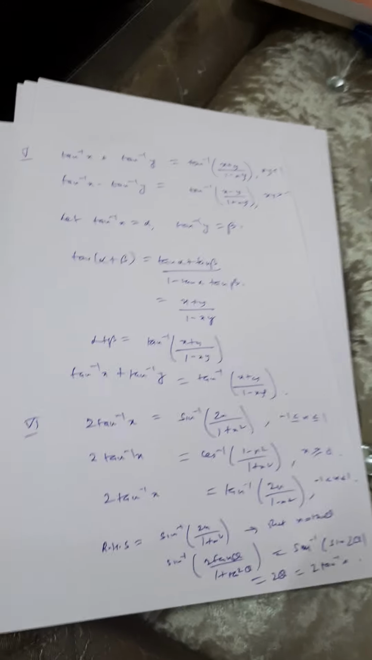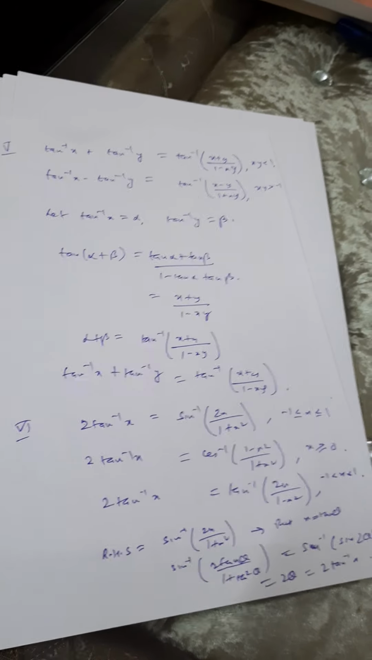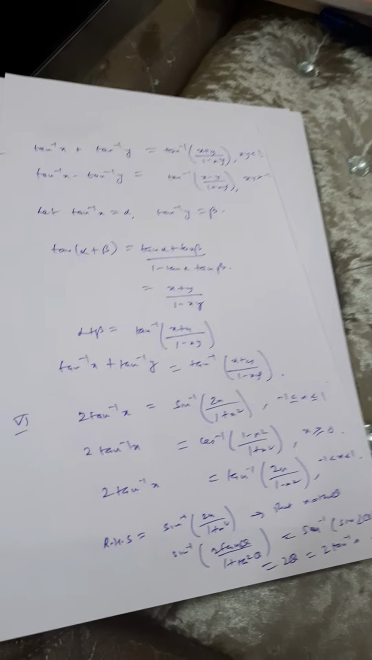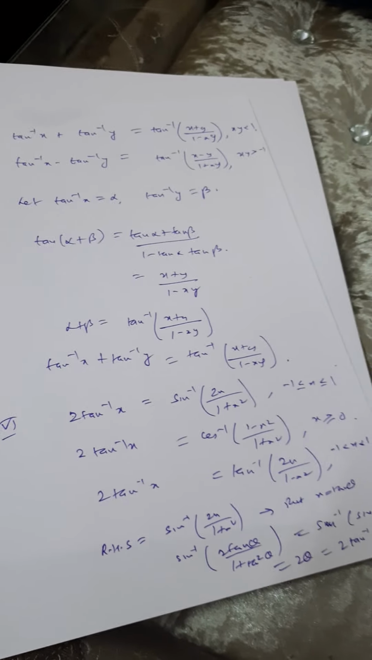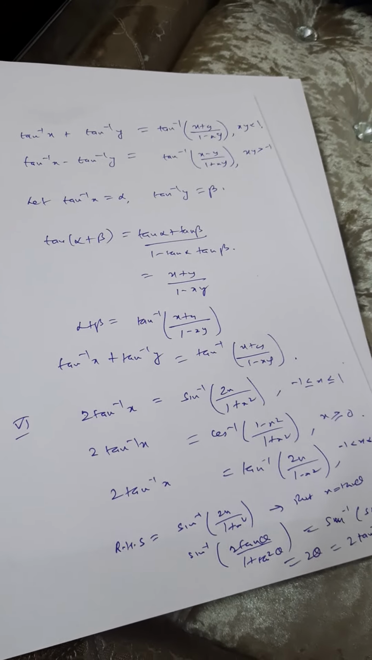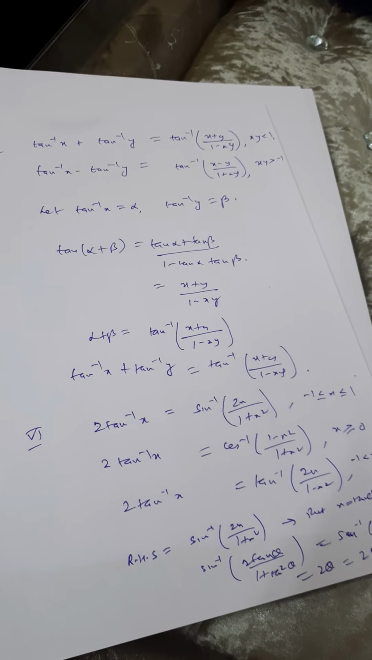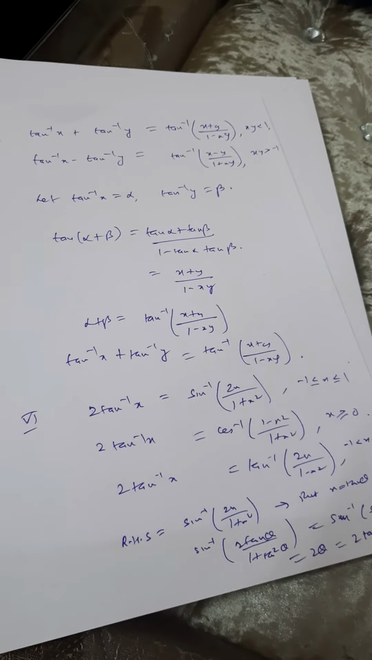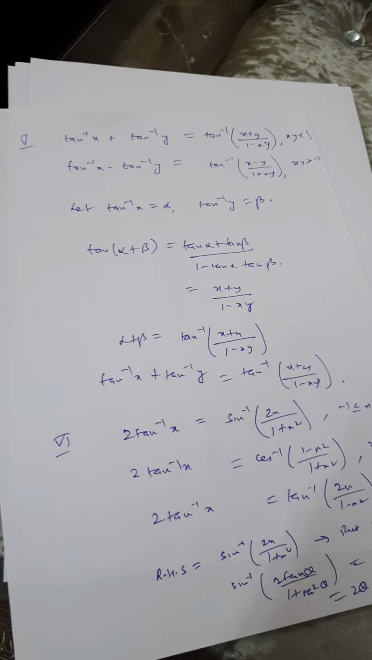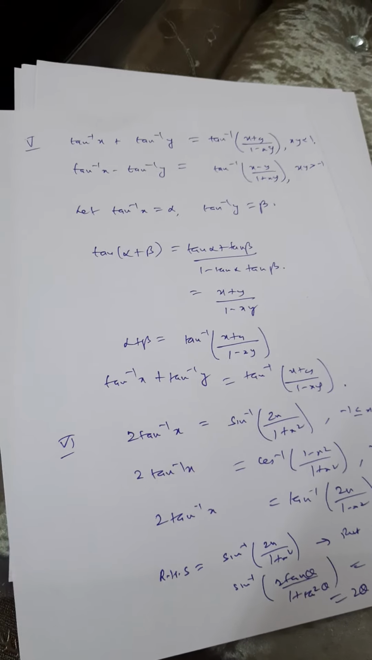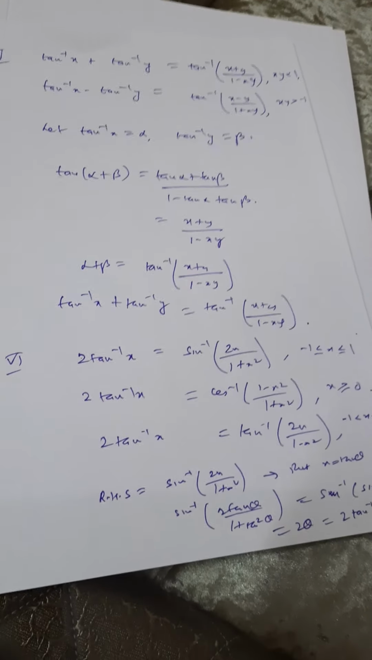So all these 18 formulas I am going to dictate to you. The first one is sine inverse 1 by x is cosec inverse x, x greater than or equal to 1, x less than or equal to minus 1. Cos inverse 1 by x is sec inverse x, x greater than or equal to 1, x less than or equal to minus 1. Tan inverse of 1 by x is cot inverse x, x greater than 0. That is the first one.